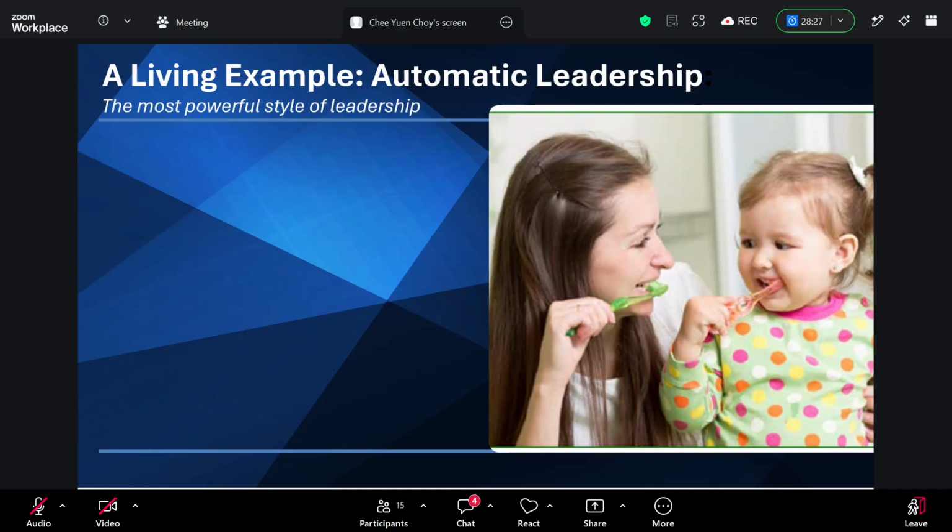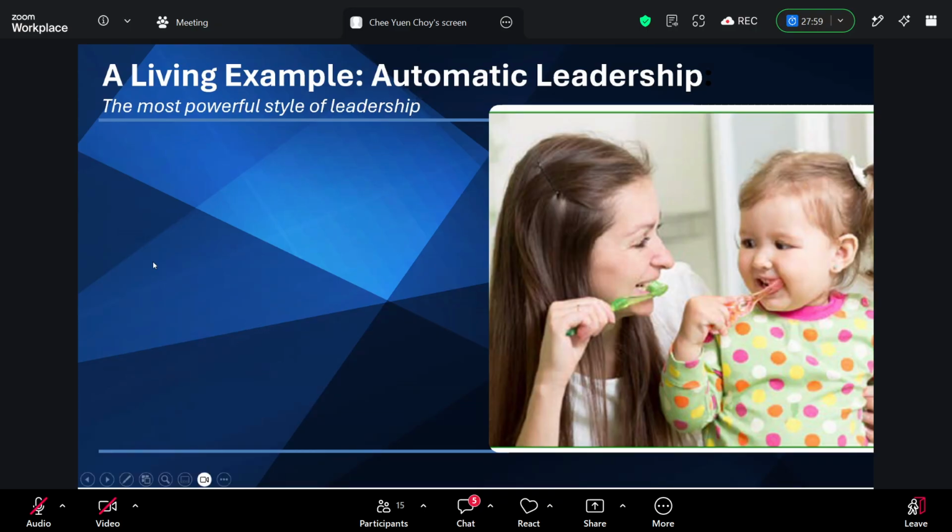Any idea? Have you seen this photo in your manual? Anyone seen this? You can put up your hand. Anyone seen this picture? Or do you open up your manual? Have a look. Now you open, I know. This is a very cute photo. A mother teaching children to brush their teeth.